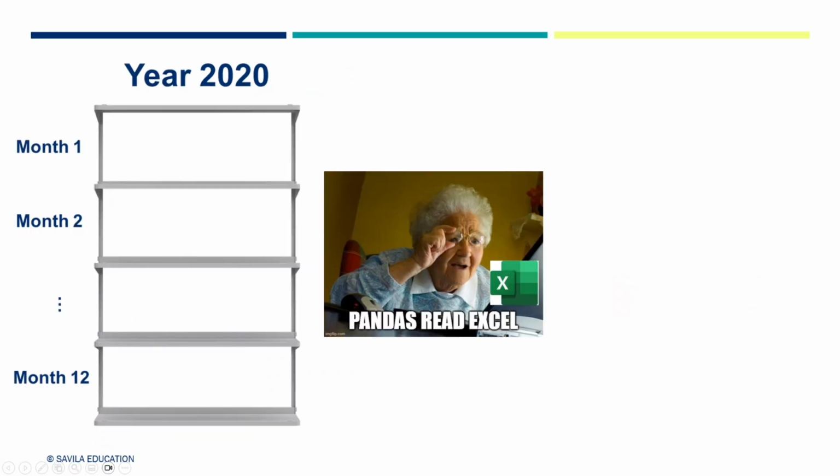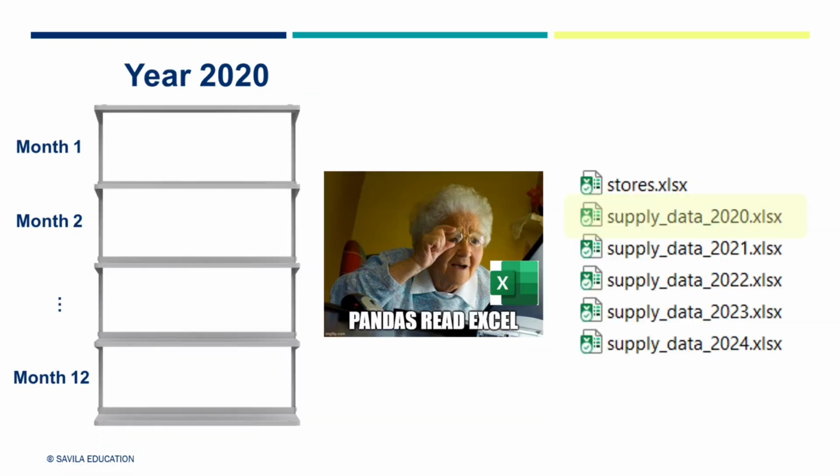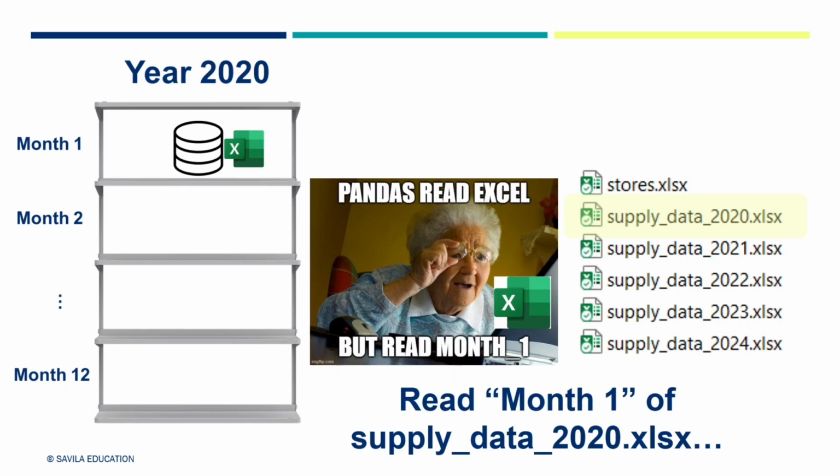Well, we're going to invoke the pandas read Excel. For example, in the shelf related to 2020, we're going to read the file 2020 data. And for the first layer, the first month, we're going to specify that we want to read the tab related to the first month. So we read it and we store it on that layer.